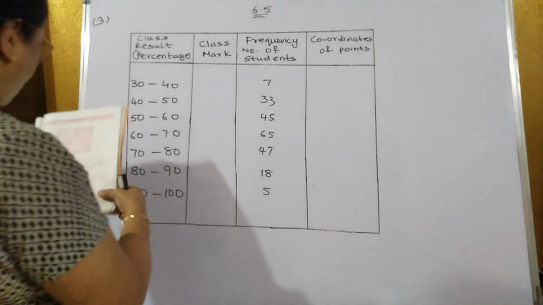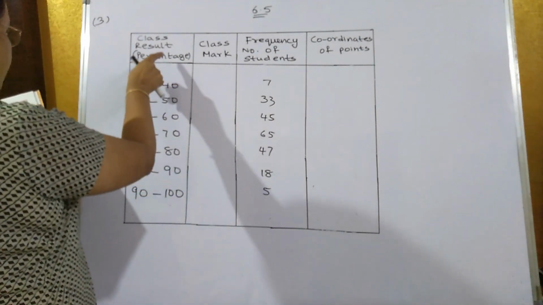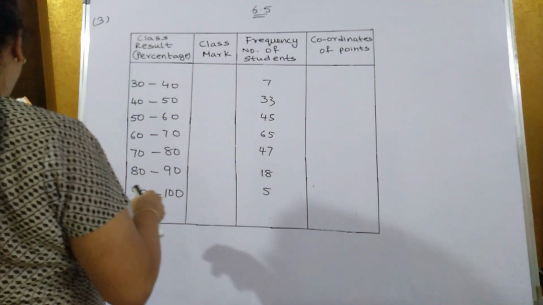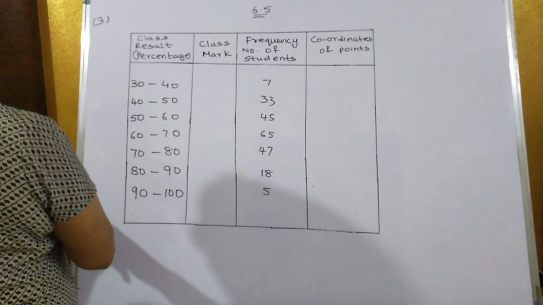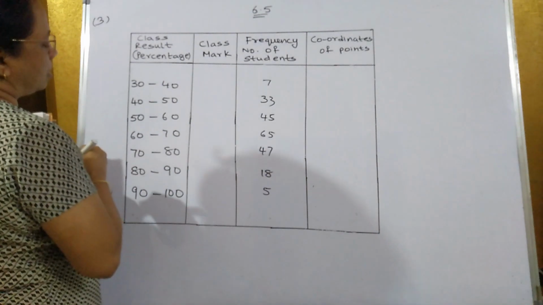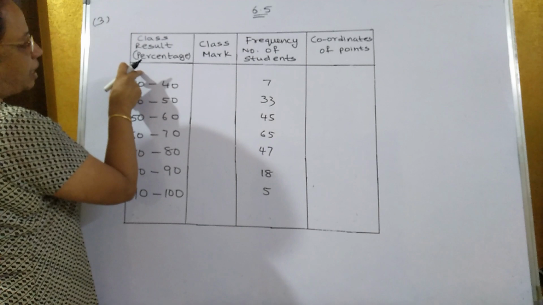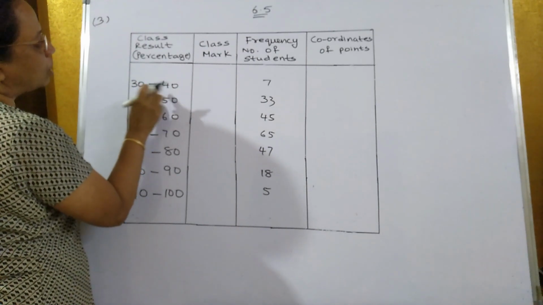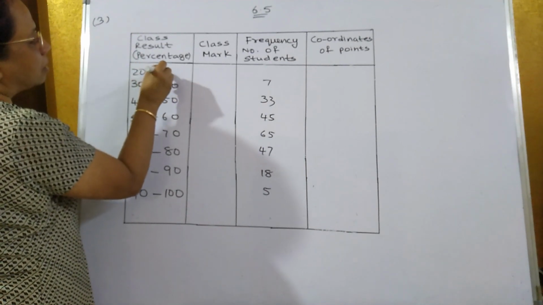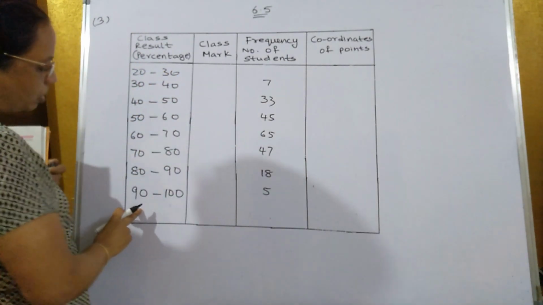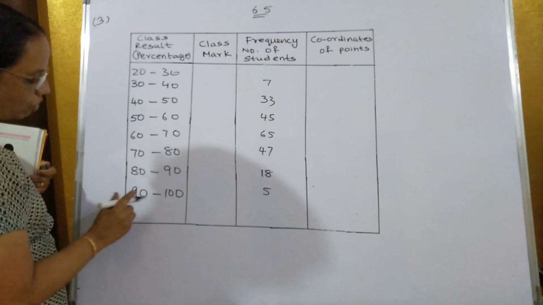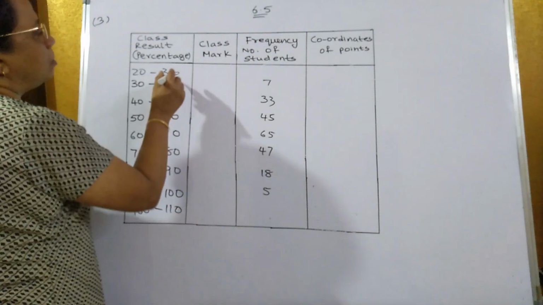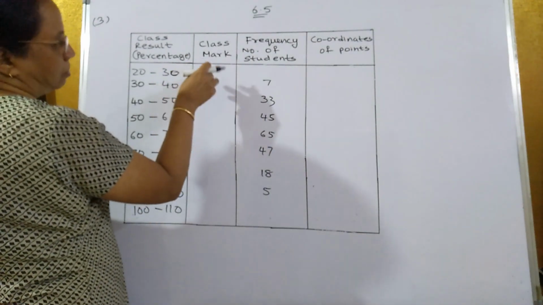Now the third sum. The following table shows a classification of percentage of marks of the students, and the number of students is also given, and we have to draw the frequency polygon from this table. As I just told you, we have to find the additional class just before the first one. So the difference between them is what? 10. So this will be 20 to 30. And one additional class also we have to take after the last one. So what will be the next one? 100 to 110.